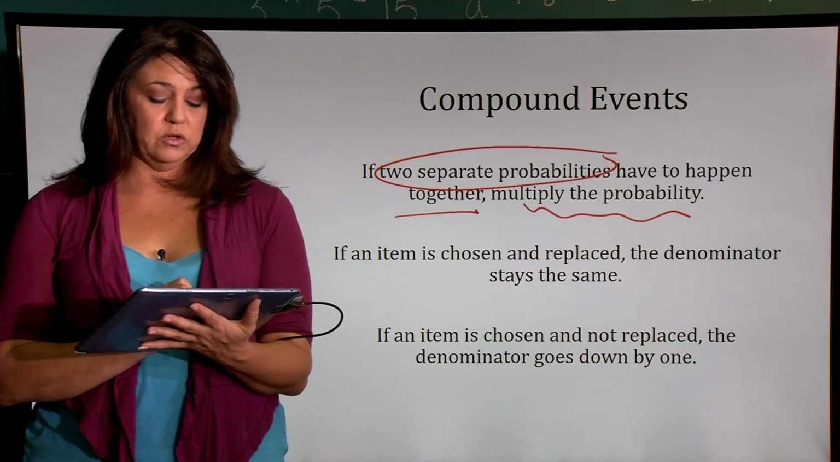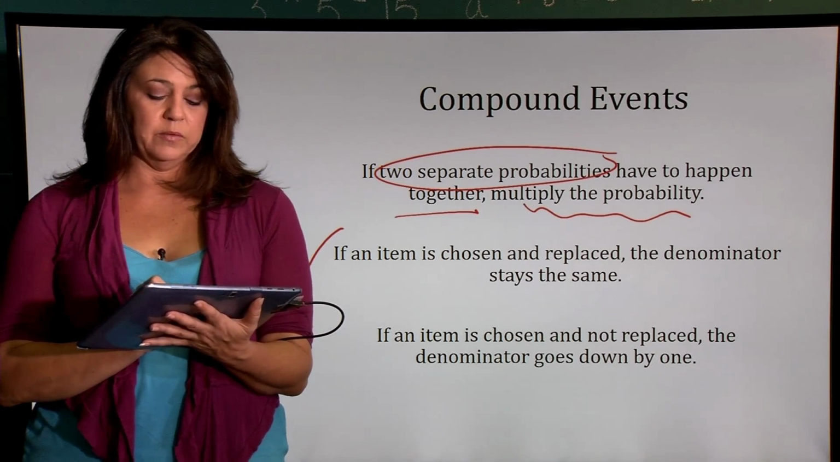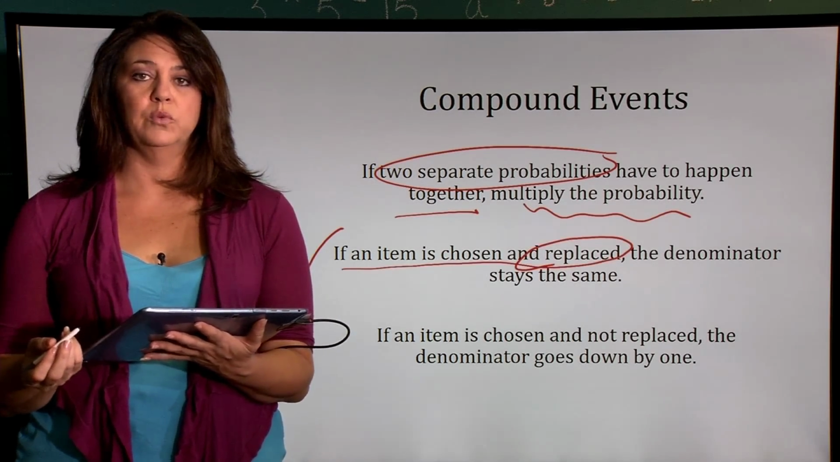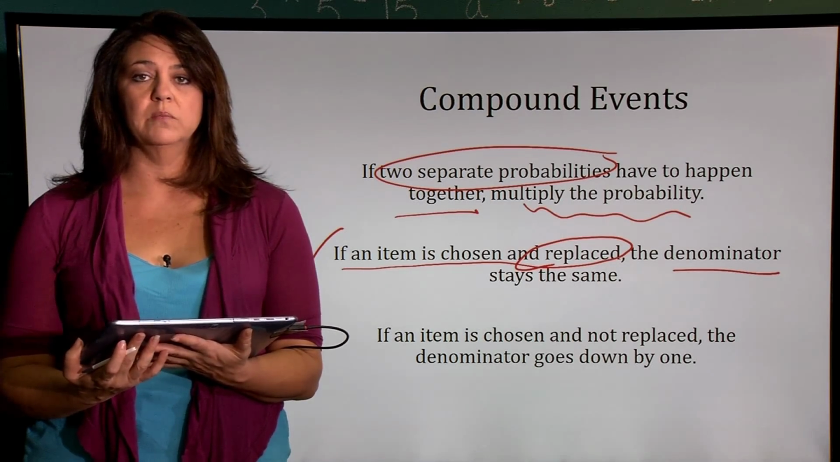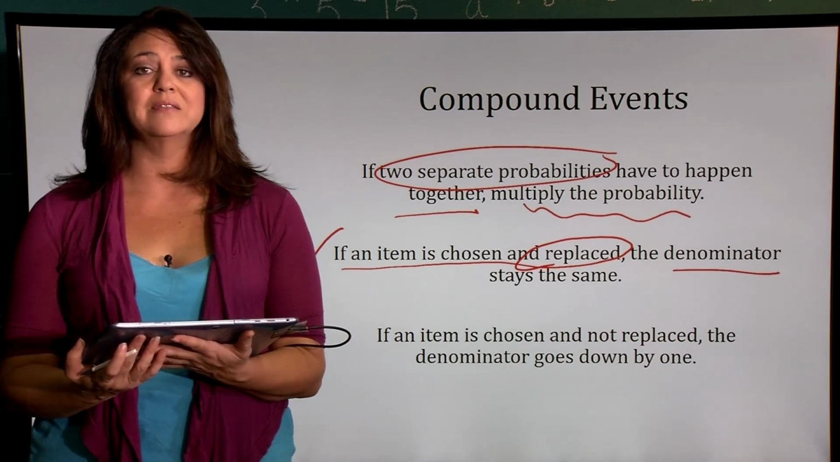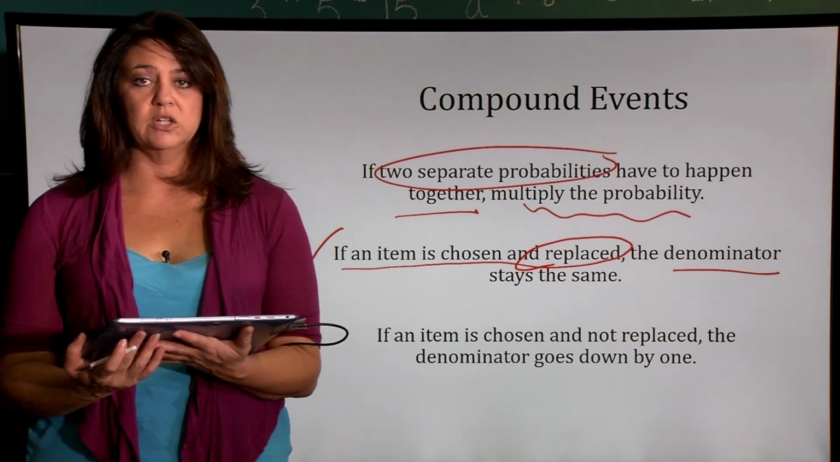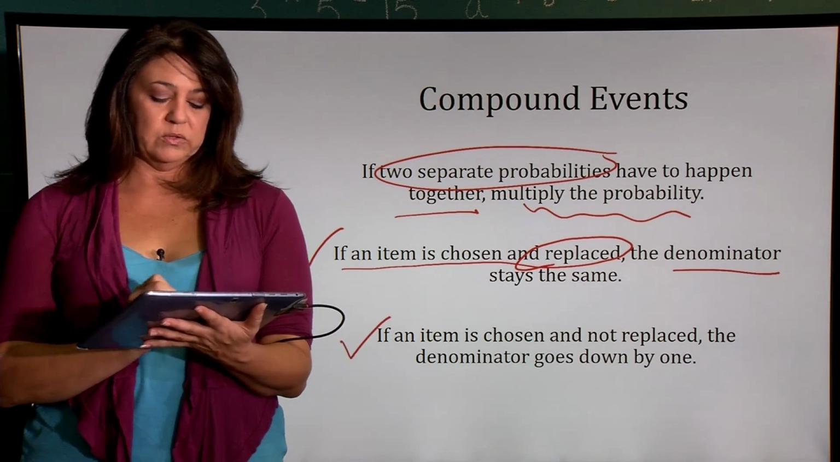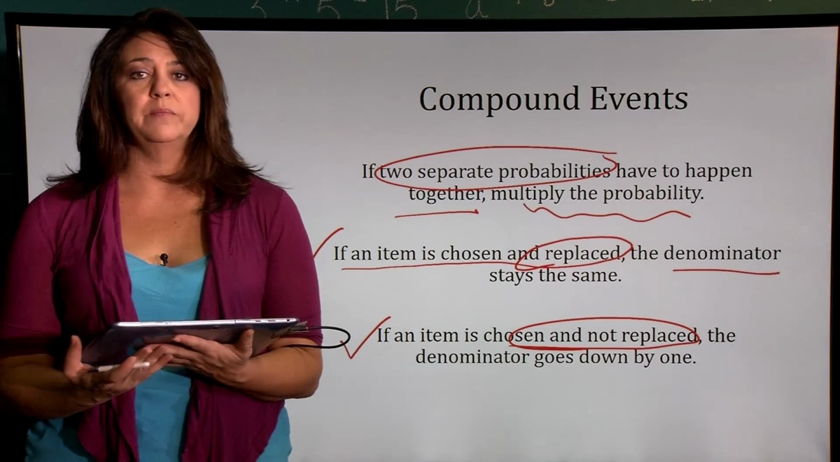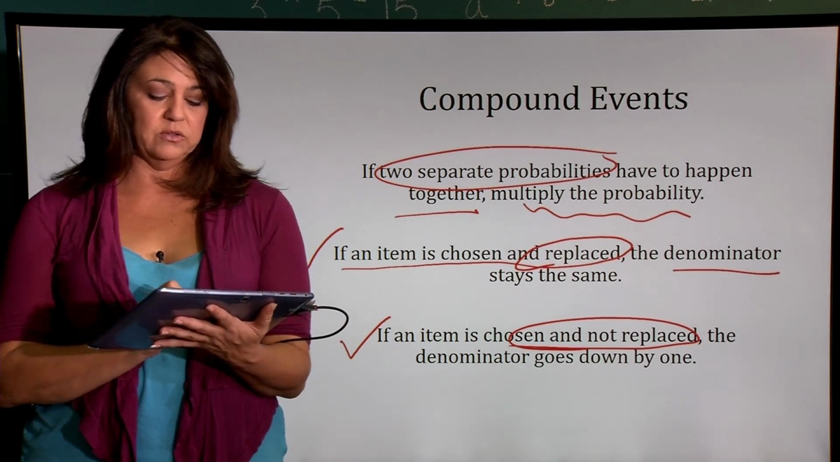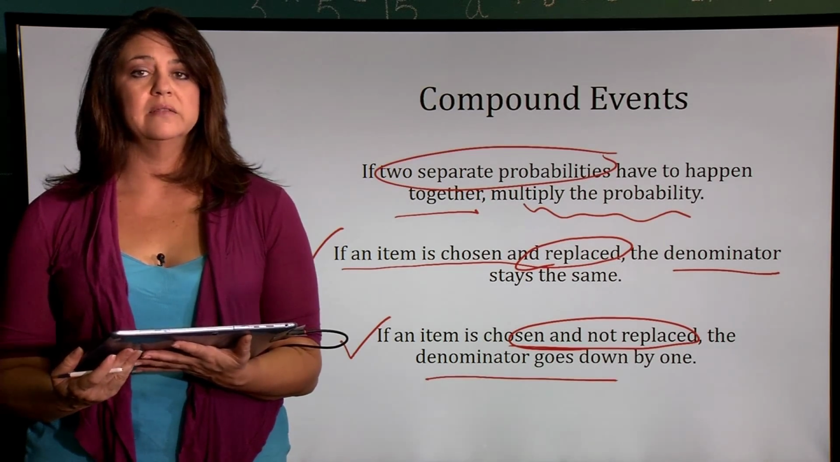The important things to note: if you choose an item and replace it, put it back, then you have the same number of things you're picking from, so the denominator stays the same in the second fraction. If you choose an item and do not put it back, now you have one fewer item in the bag, so your denominator needs to go down by 1 in the second fraction.